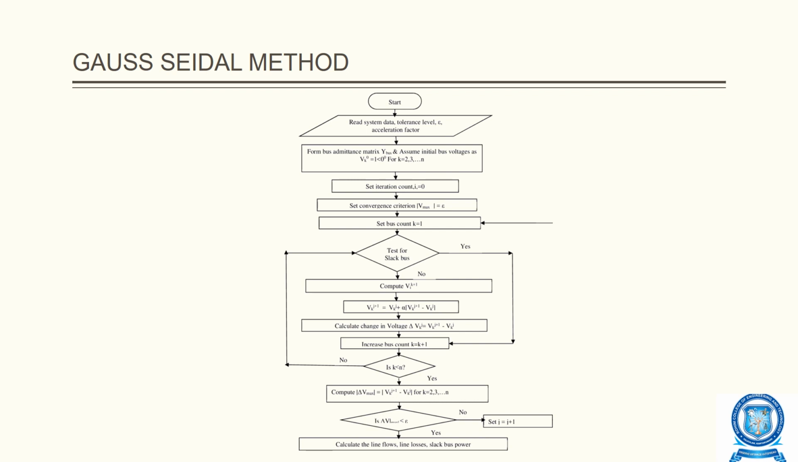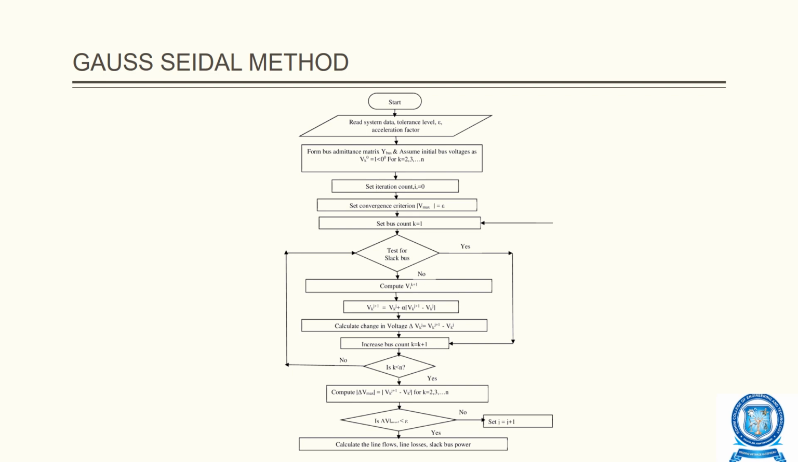So here in this session we are going to discuss in detail how the load flow solution or load flow analysis is done with the help of the Gauss-Seidel iteration method. As I told, we have three methods: Gauss-Seidel, Newton-Raphson and fast decoupled. In this session we are going to discuss in detail about Gauss-Seidel. In this slide it is illustrated with the help of a flow chart.